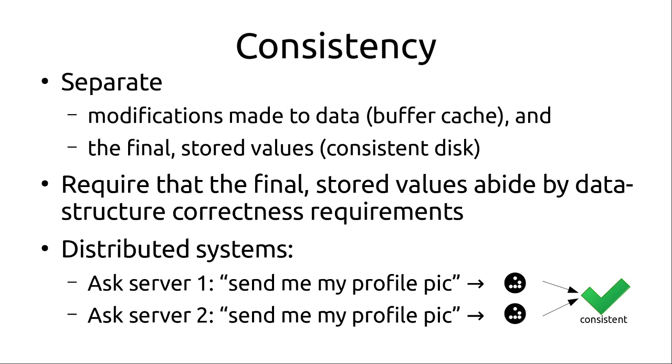I can ask one system to send me my profile pic, it could give it back. I can ask another server to send me my profile pic, I could get it back. If they're the same, we have a consistent view of the data structure tracking profile pics across the two servers. However, it might be the case that I update my profile pic on one server, but that change has not been propagated to the other server. So we could have inconsistency in distributed systems.